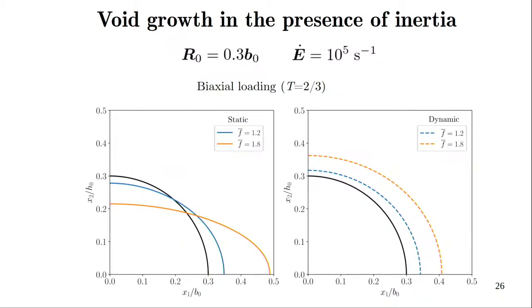This is for a biaxial case. Here, instead of becoming prolate, the void is now growing in an oblate kind of manner. Initially it was like this, then the blue line, then it is like the orange line. Whereas again, if you see here, it tries to expand in a more symmetrical, more spherical manner.